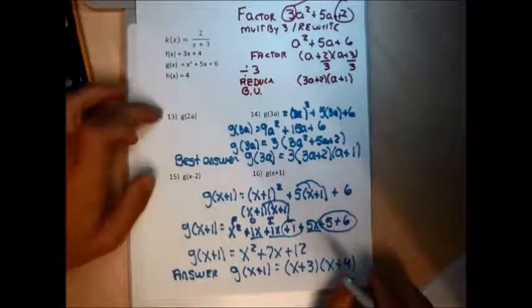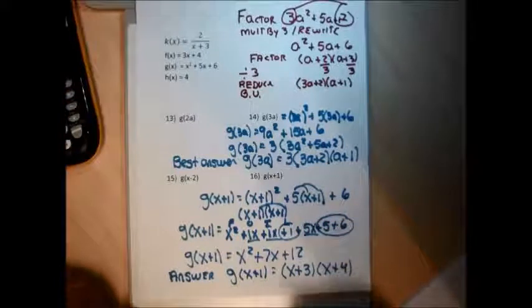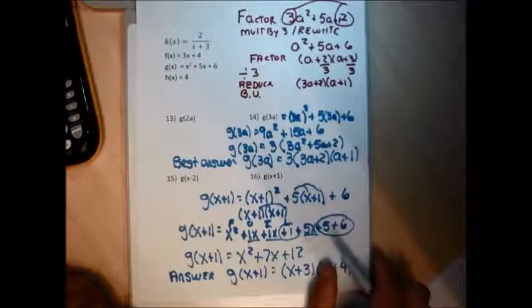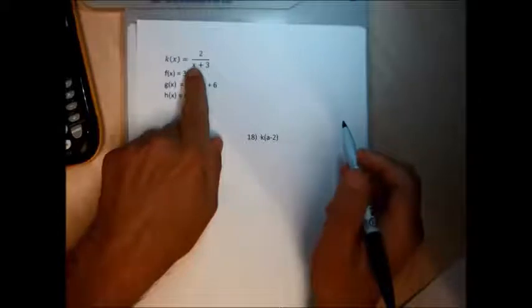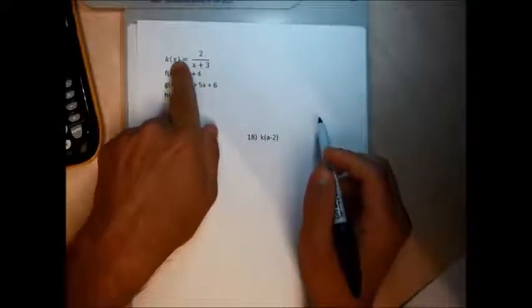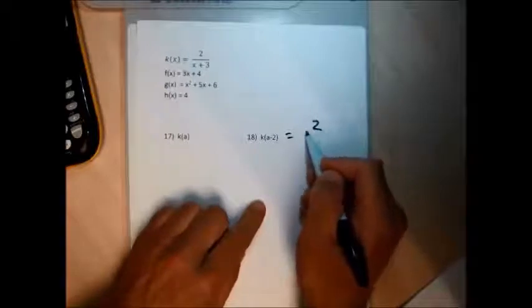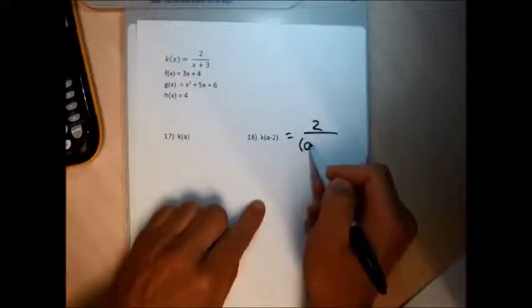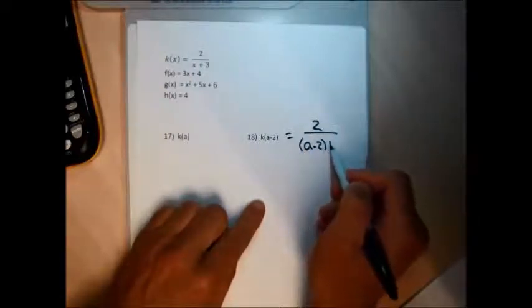Alright, so your problems 13 and 14 should feel real similar when you get them, work on those. Last two problems in this grouping, 17 and 18, call it the k function. I'm going to plug in a minus 2 for the x, because the x was changed to a minus 2. I'm going to get 2 over, I'm going to write a minus 2 plus 3.